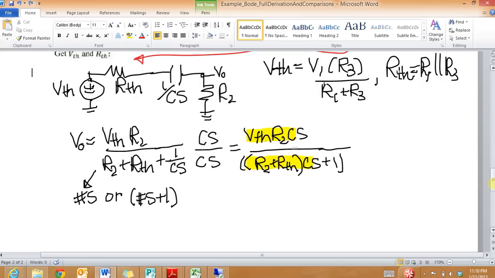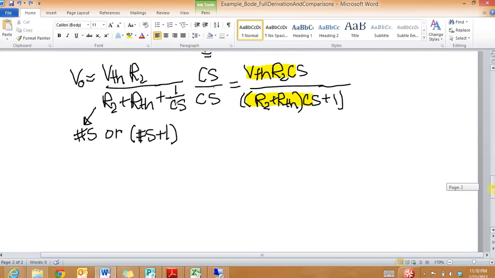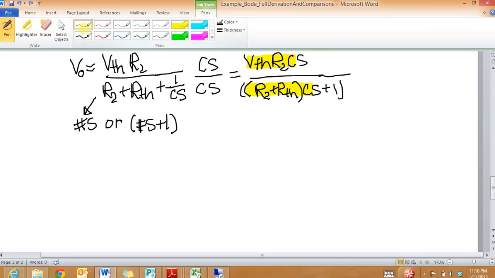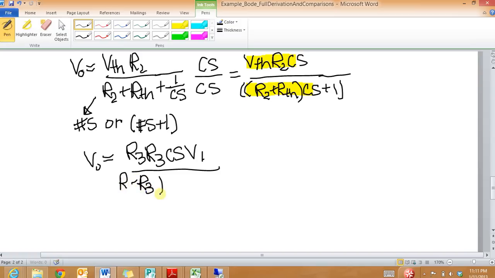And I get that V out is equal to R3, R2, CS, VI divided by R1 plus R3 times that quantity of R2 plus R1 in parallel with R3 times CS plus 1.